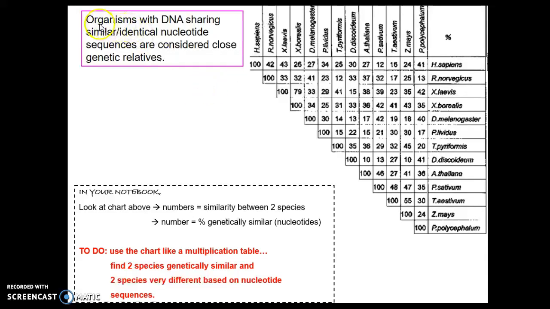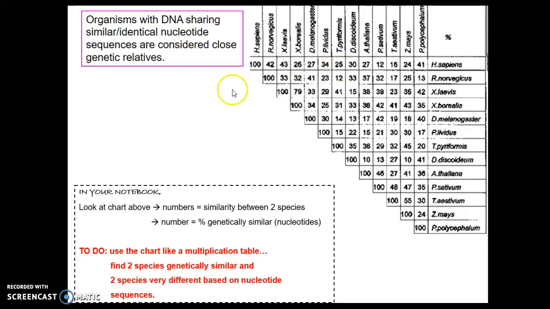The task is to remember that organisms with DNA sharing similar nucleotide sequences are considered close genetic relatives. So the closest genetic relative in this row to humans would be X. lavis, because it has the highest percent similar. So they'd be considered closer relatives than the species that has less, like P. sativum, with only 12% similarity.